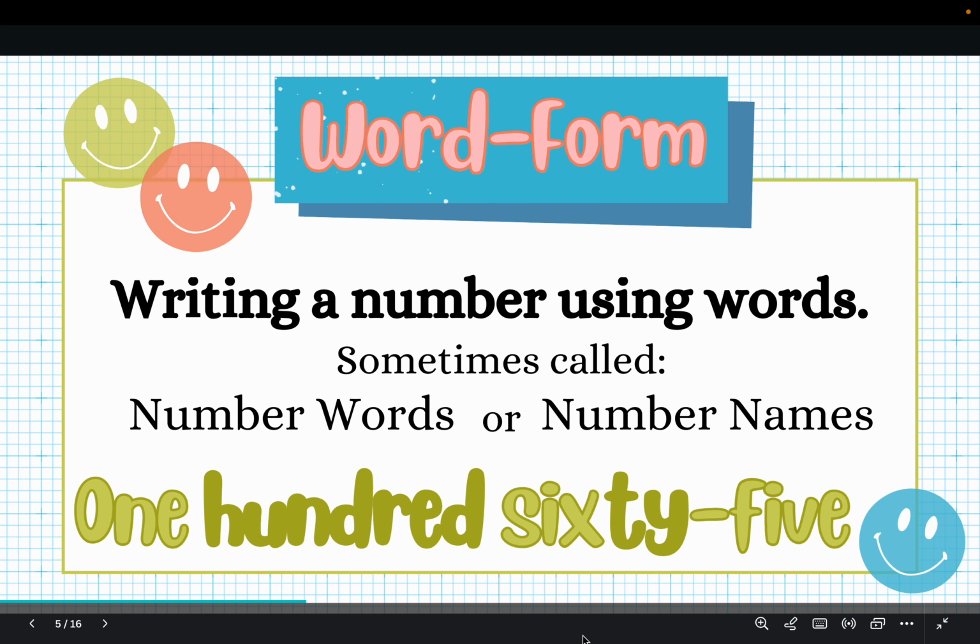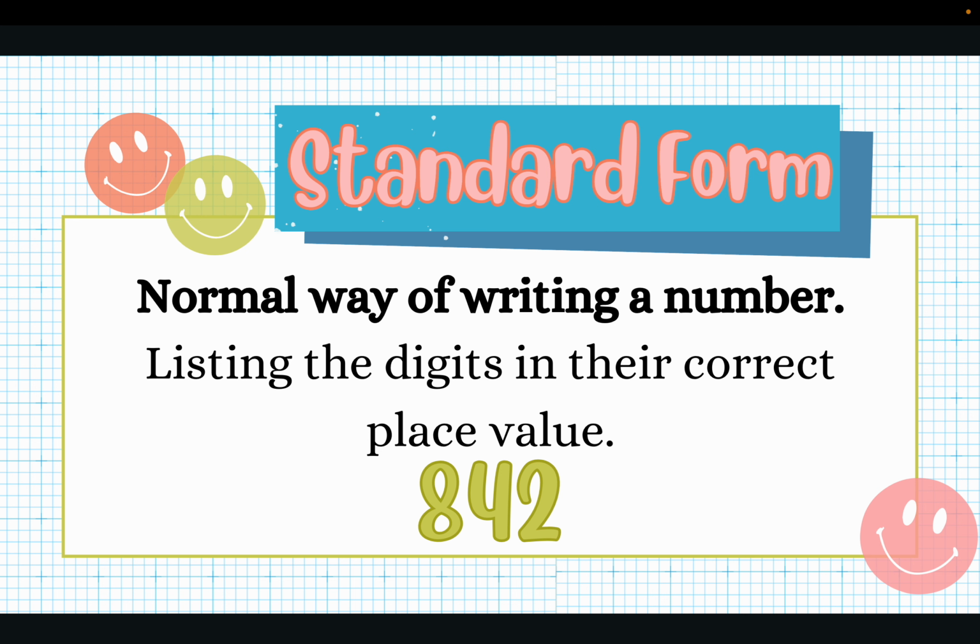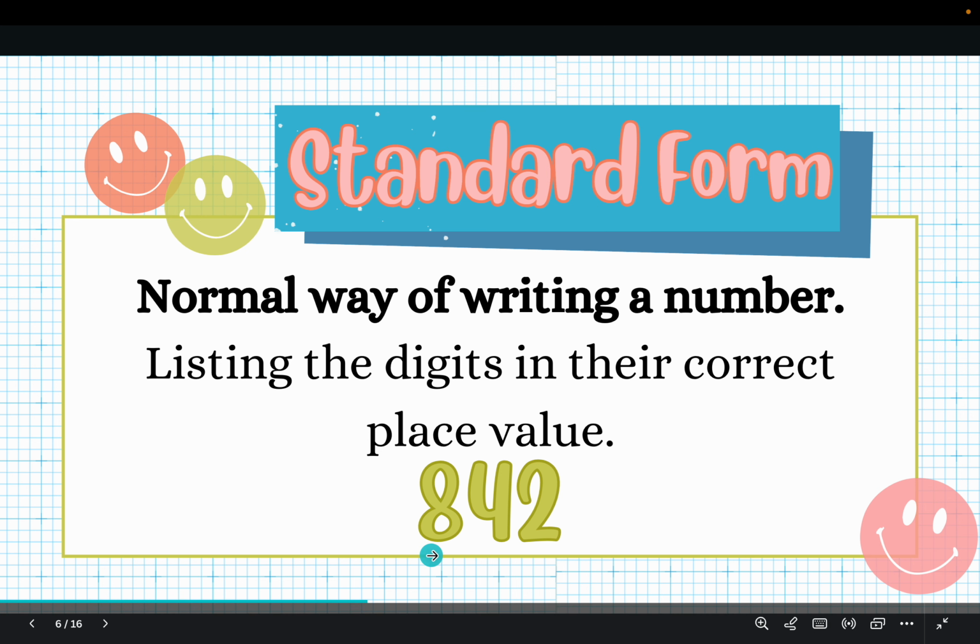We have word form. What's word form? Word form is when you're going to write out the number using words. We're going to spell it out. So here's an example. 165. That's 165 in word form. Standard form. Standard form is the most common way we write a number. Here's an example of standard form. 842.